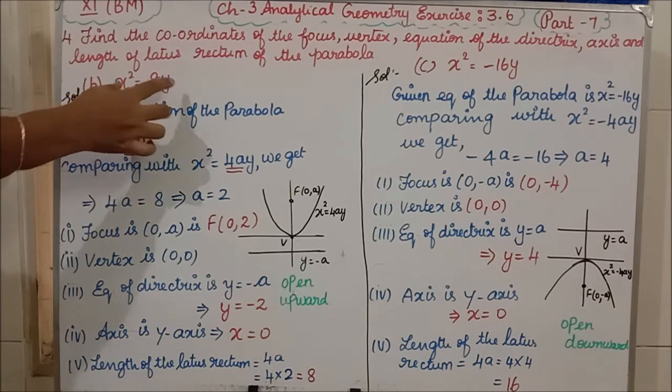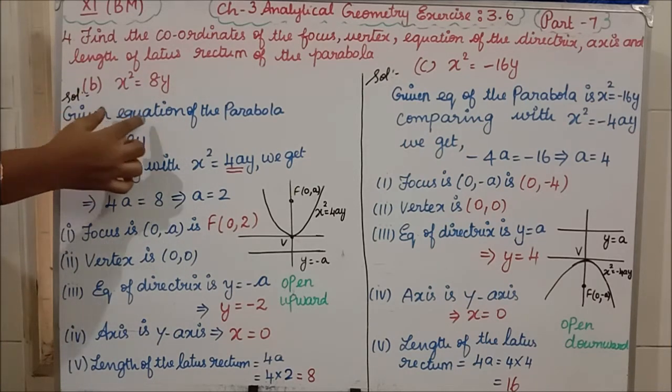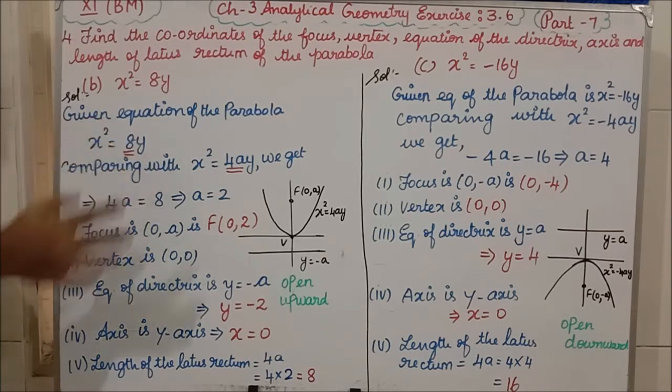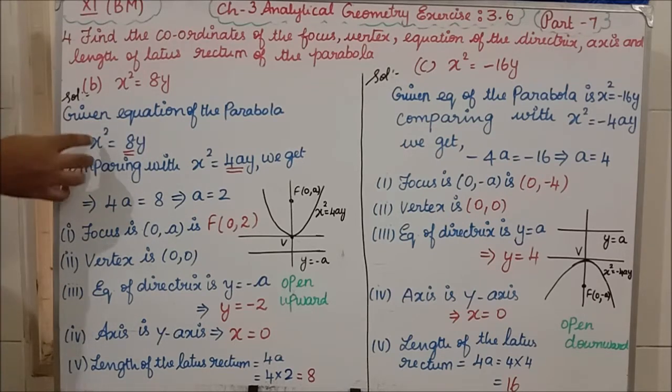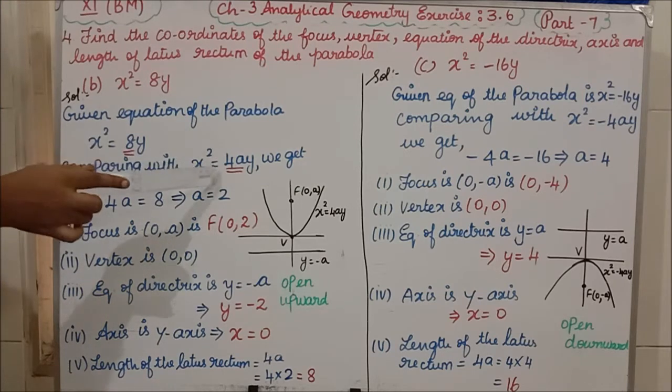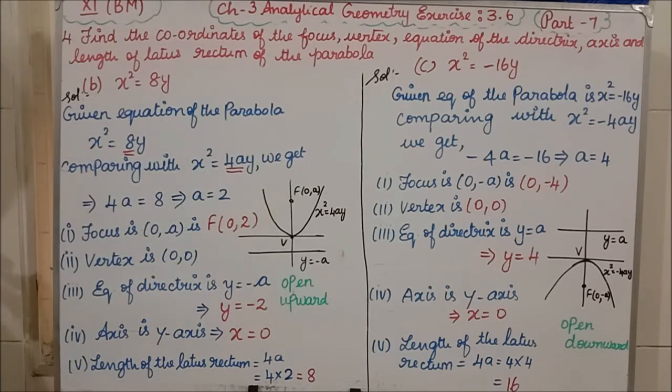Now, this is the equation of the parabola they have given. I have written the given equation of the parabola: x square equal to 8y. This equation I am going to compare with the general form. x square equal to 8y is an open upward parabola. For open upward, the general form is x square equal to 4ay. Comparing with x square equal to 4ay, in the place of 4a I have 8. So 4a equal to 8. From that, a equals 8 by 4, which is 2. So a is equal to 2.